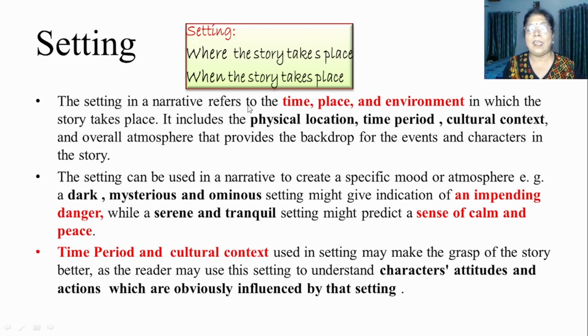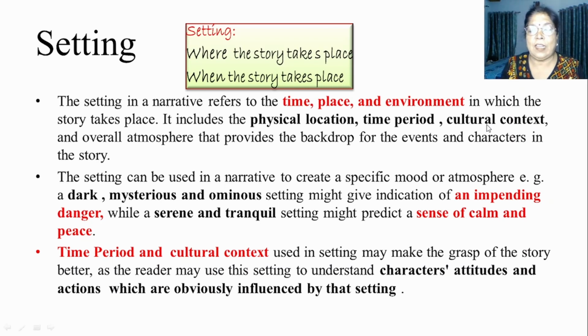The setting in a narrative refers to the time, at what time the story takes place, and the place, and also the overall environment in which the story takes place. It includes the physical location. It may be a village, it may be a drawing room, it may be near some mountain hill, or it may be at the top of the hill, wherever it is. It also includes the time period, whether it belongs to the present scenario, or it was a story of 50 years back, or 100 years back, like that.